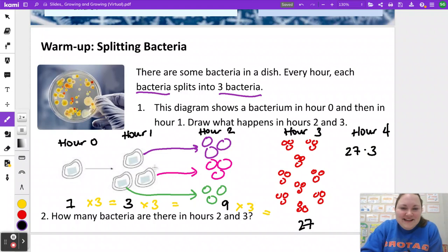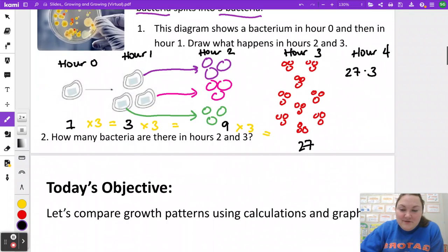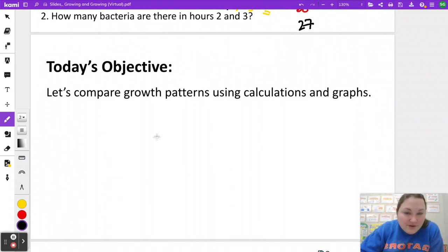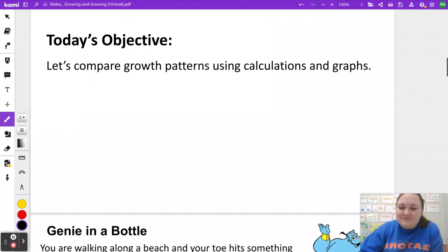And so in our lesson today, there's going to be some multiplication, and the situations we're looking at are going to be similar to this one about bacteria. I had mentioned earlier, this first lesson here is all about how different relationships are growing. And so our objective for this first lesson is to compare growth patterns using calculations and graphs.